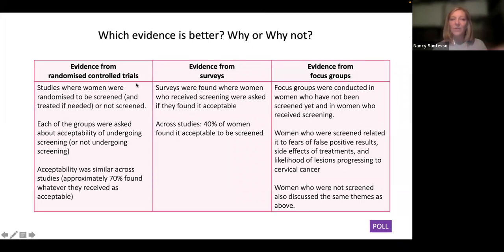I put in here 3 different columns with 3 different evidence results from different study designs. So take a minute to read these through. I hope it's clear. And we're going to run a poll to see which one you think would be better to obtain information about the acceptability of being screened.